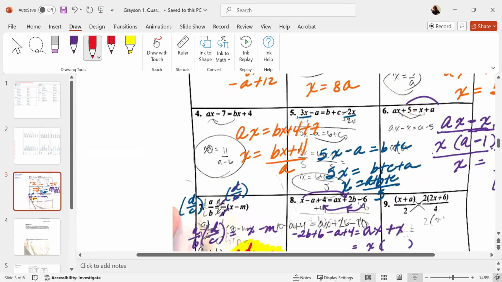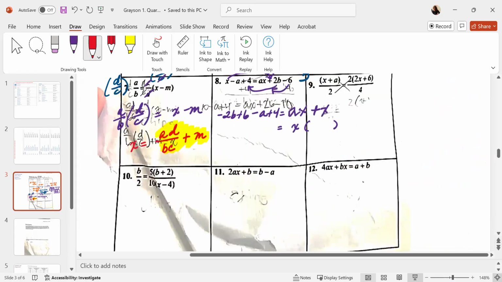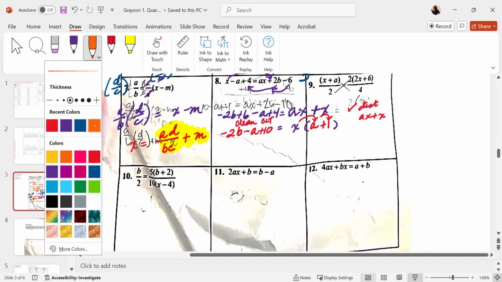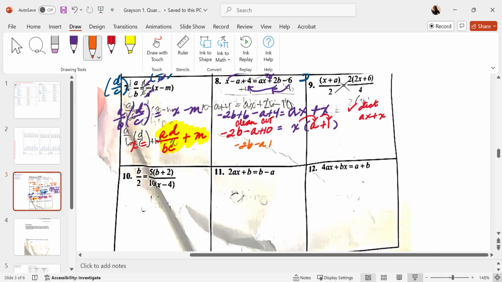Okay, so the a goes inside and it'll be plus 1 inside, right? If you distribute it, right? Distributive property, which is ax plus x. Now, you need to make sure you clean up the left side because you can combine like terms. And then after that, you just divide it by a plus 1. And that's your answer.